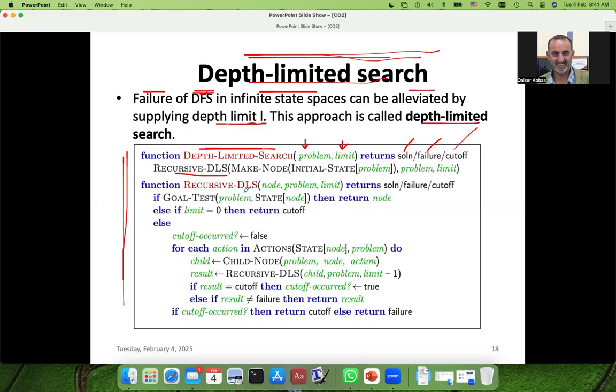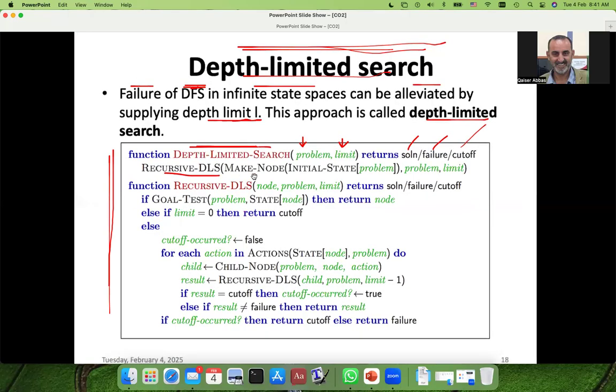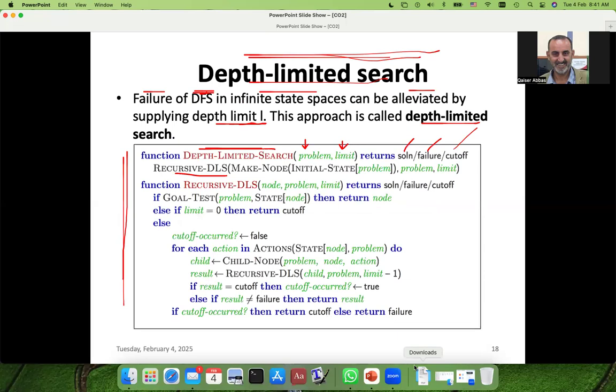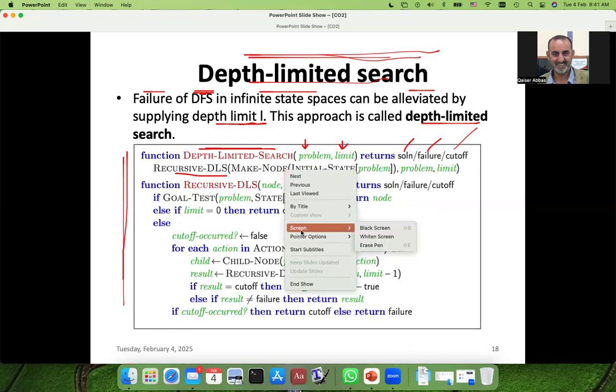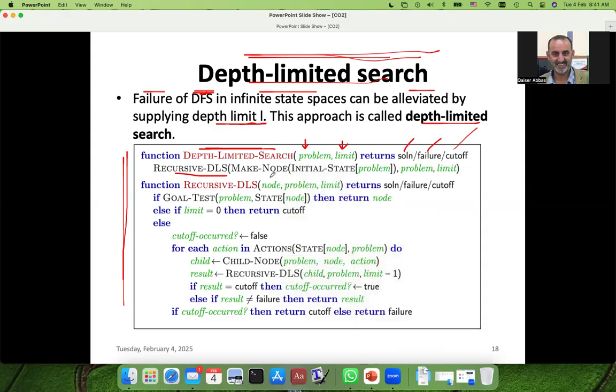We are calling another function which is written below, recursive DLS. In the parameters, we are passing the initial state of the problem, and the complete problem, meaning all the information of the problem. And then we are passing the limit, which is given here. This would be called with the initial node, problem, and limit, and it is again returning solution, failure, or cutoff.